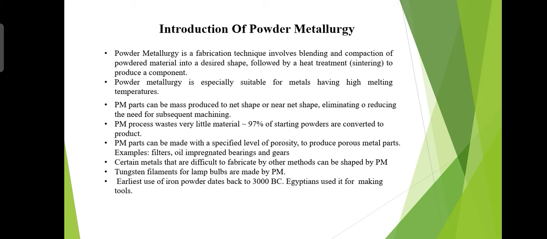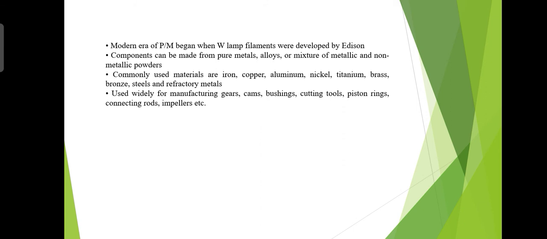The Egyptian people used powder metallurgy to make tools. So this is the basic history of powder metallurgy, and I have introduced you to powder metallurgy. The modern era of powder metallurgy began when tungsten lamp filaments were developed by Edison.